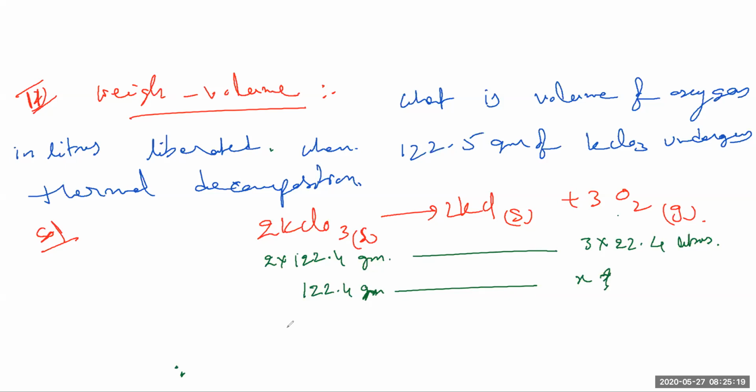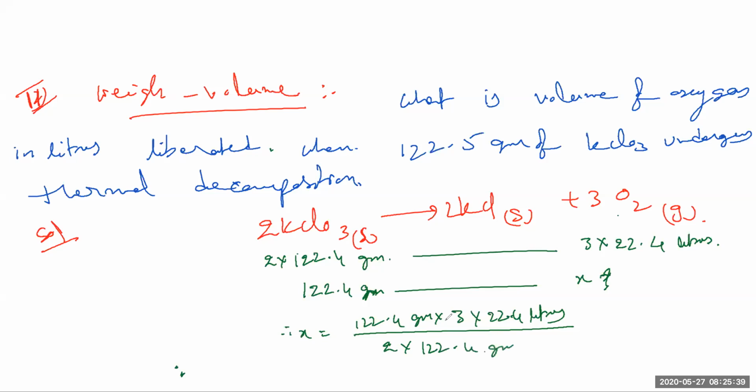Now therefore X is equal to 122.5 grams into 3 into 22.4 liters divided by 2 into 122.5 grams. Here grams cancel, 122.5 cancels. Here 2 into 11.2, so multiply it: 33.6 liters. Right, correct. Some of you did the same thing, I think.